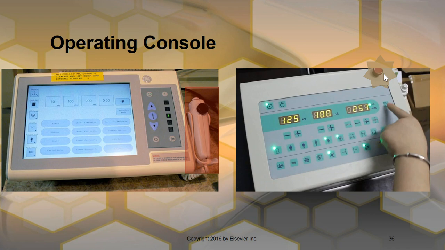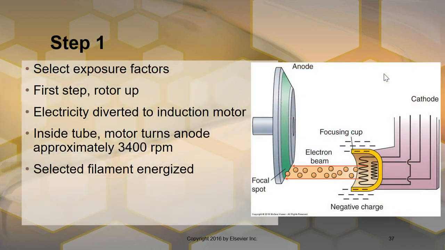But those are some important parts of the operating console in addition to your KV, MA, and time. So the first thing that you do when you actually take an X-ray using an X-ray machine, at the operating console you select the desired exposure factors.